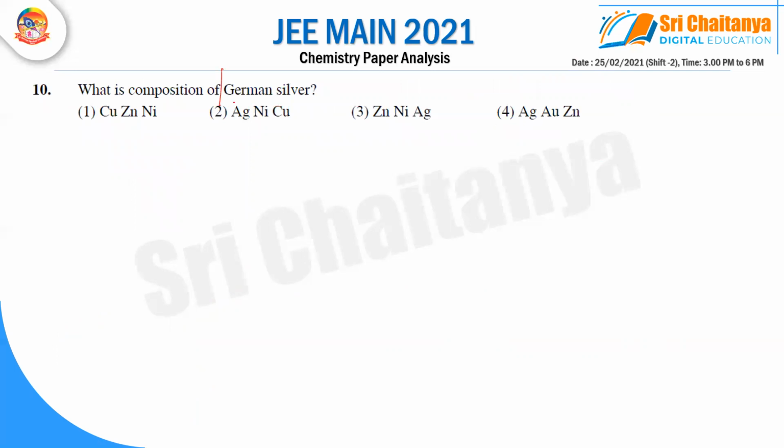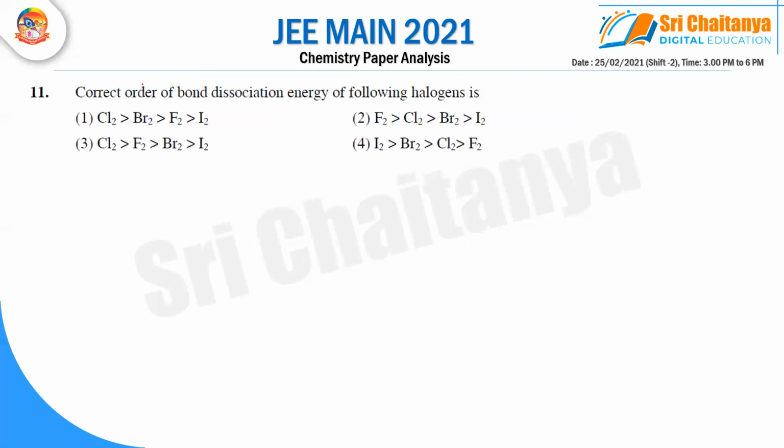Next is information from metallurgy. German silver is an alloy of copper, zinc, and tin. So this is straightforward, nothing much to do.